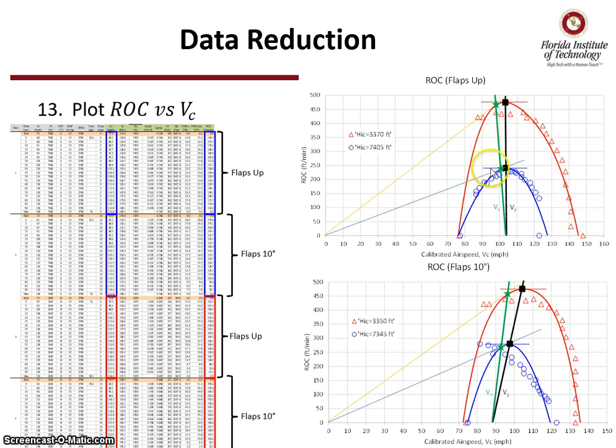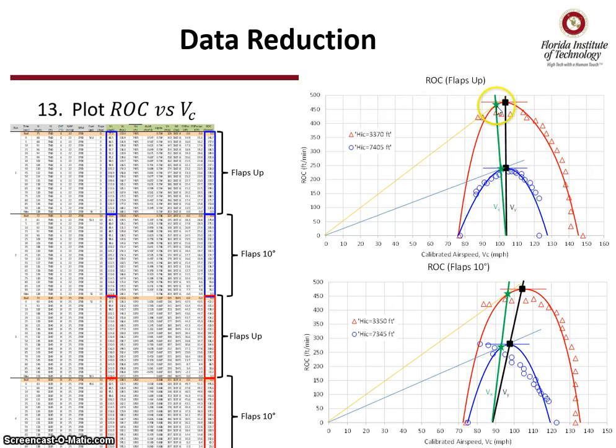Once you have a curve, you can then figure out what's your best rate of climb, or your Vy, which is basically the highest point on the curve. You'll have one of those for each altitude. Next, you can obtain your best angle of climb by drawing a line from the origin tangent to the curve, and where those intersect, you'll get Vx, or the best angle of climb. So you'll have one plot for flaps up and then a second plot for flaps 10 degrees.